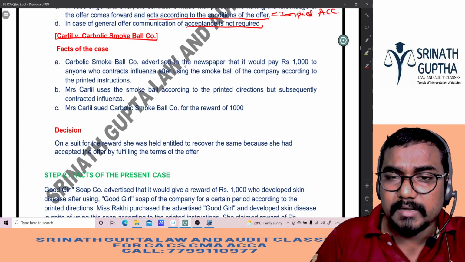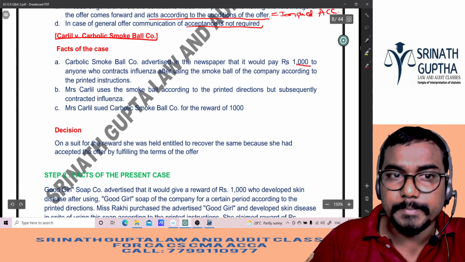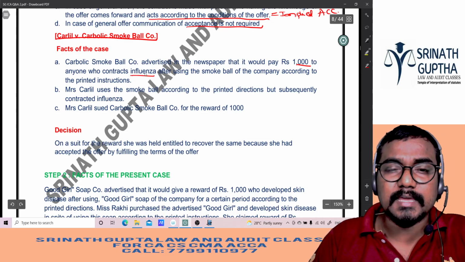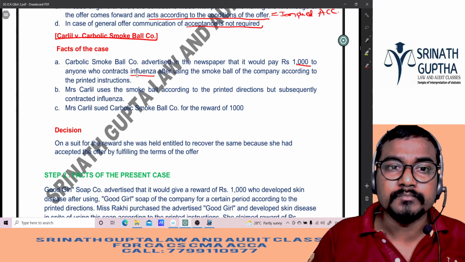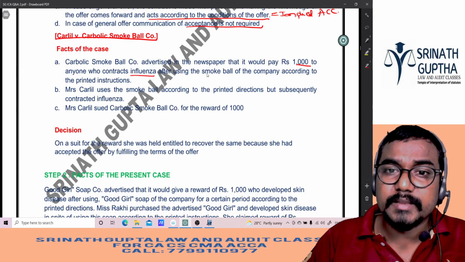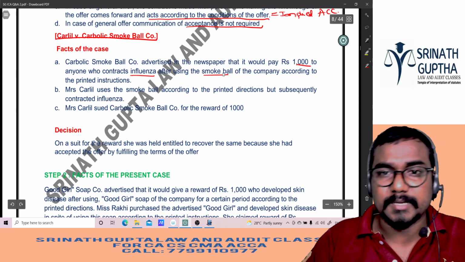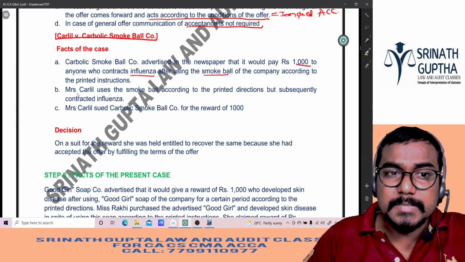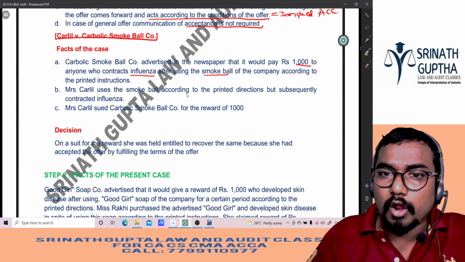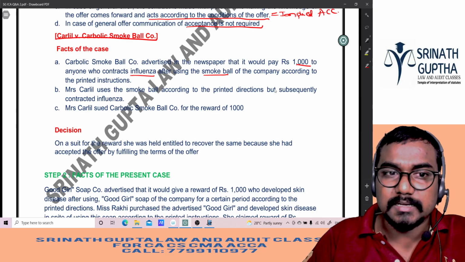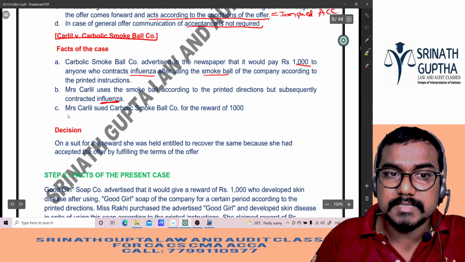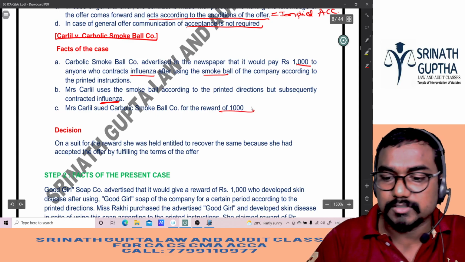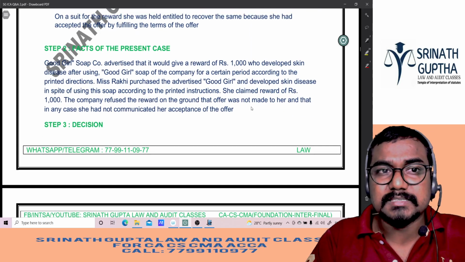Carbolic Smoke Ball Company advertised in the newspaper that it would pay 1000 rupees to anyone who contracts influenza. In the question, skin disease; here, cold. Influenza is a cold. Contracts influenza after using the smoke ball, which is a medicine of the company, as per the printed instructions. Mrs. Carlill used the smoke ball according to the printed directions, but subsequently she contracted influenza. Carlill sued Carbolic Smoke Ball Company for the reward of 1000 rupees. So what happened in that case, beta?